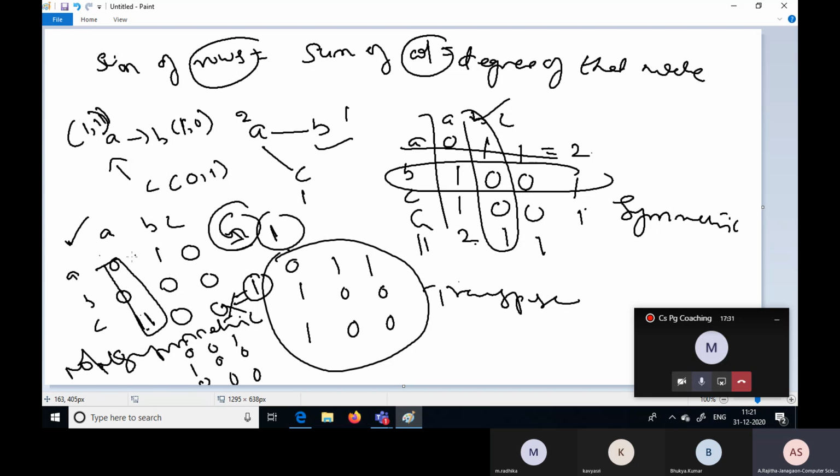For the out degree, an edge starts from a node, from which node does it start? From B, not even one edge starts. From C, one edge is started. So out degree is nothing but the row sum, in degree is nothing but the column sum. Okay, so this is also one of the important concepts.